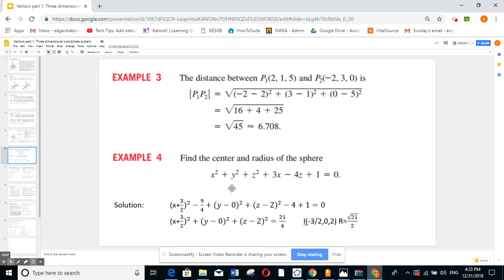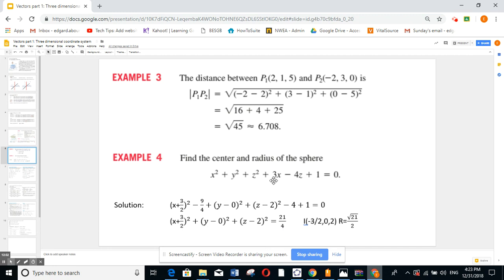And if you want to find the center here, you take the x's together, you divide the coefficient of x by 2, then you subtract the number squared, canonical form. Y, I don't have, I have y squared only. Z here, you divide by 2, it will be -2, you square it, you take the numbers to the other side, it will be a sphere of center -3/2, 0, 2, and whose radius squared is 21/4.